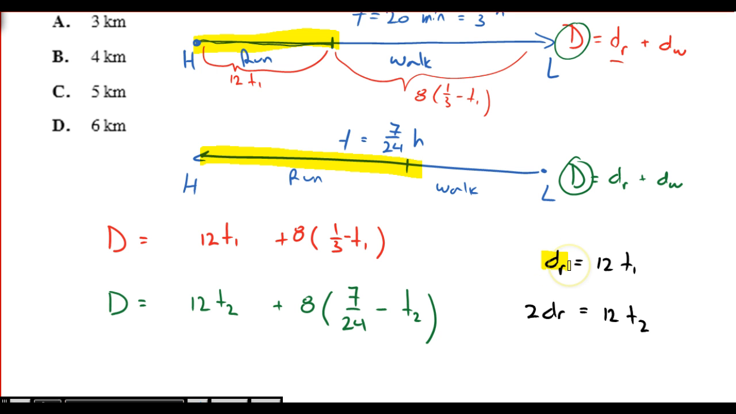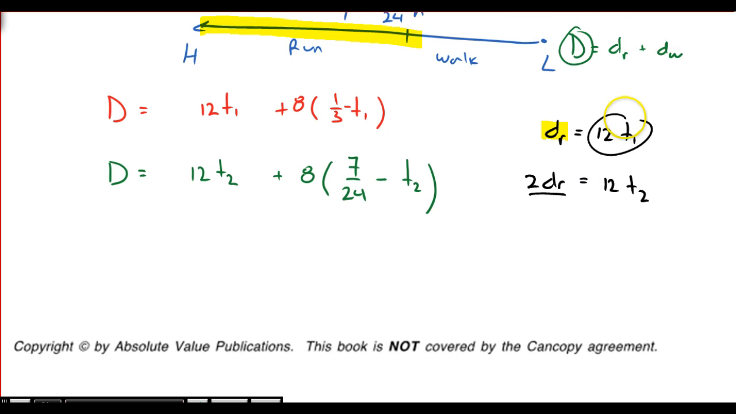Again, this is the distance ran on the way there, and that was 12 t1. On the way back, he ran 12 t2, but we know that he ran twice as much on the way back. So if I double the first distance on the way there, it should equal the second distance on the way back, and that's exactly what I'm doing down here. I'm doubling dr, and that's going to equal the running on the return leg. But again, dr is just 12 t1, so it's going to be 2 times 12 t1 equals 12 t2. Okay, and now that's going to be 24 t1 equals 12 t2.